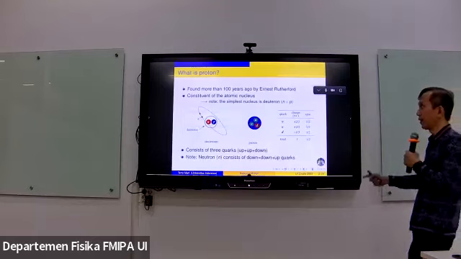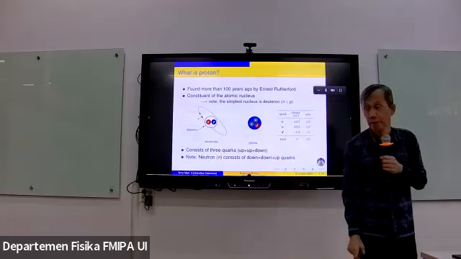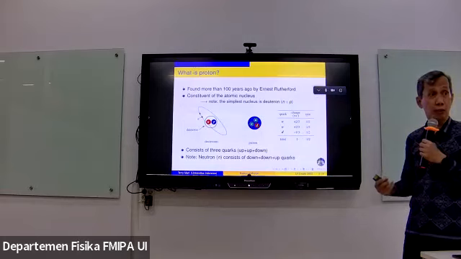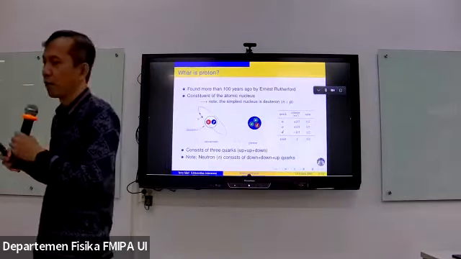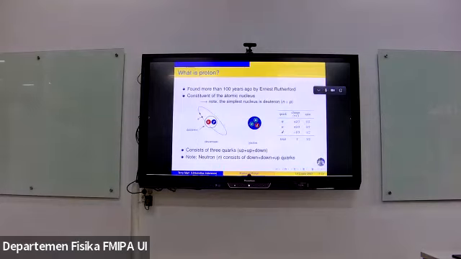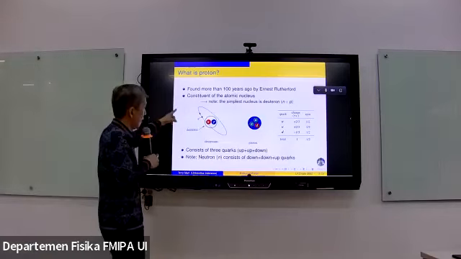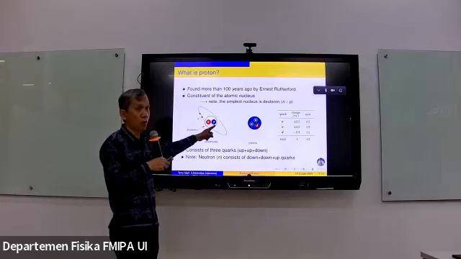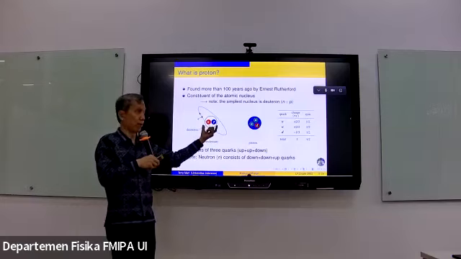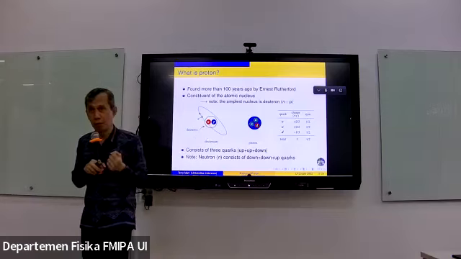What is proton? It was found more than 100 years ago by Ernest Rutherford. It is a constituent of the atomic nucleus. The simplest nucleus is the proton, because the hydrogen atom has a proton as its nucleus. But the nucleus I mean here is one which has strong interaction inside the nucleus. So you can imagine this is deuterium, which consists of one neutron and one proton in the core of this atom.